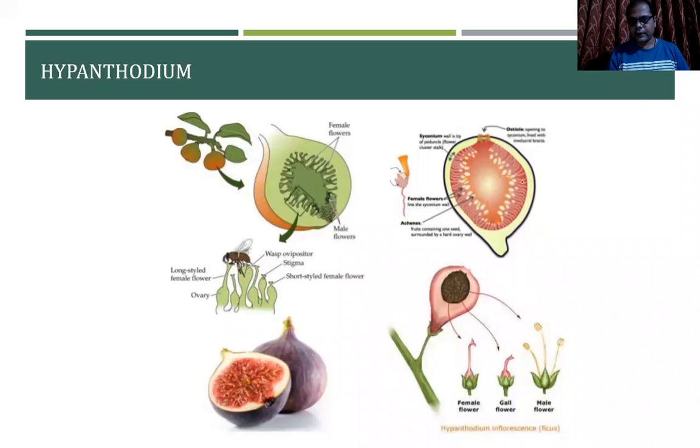So we have this structure. This entire structure is the syconus. Okay, we have the ostiole here, and the hair-like structures here that attract, and then we have some neutral flowers here. And then we have the male flowers near the ostiole.